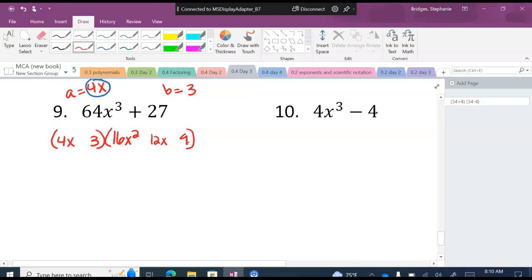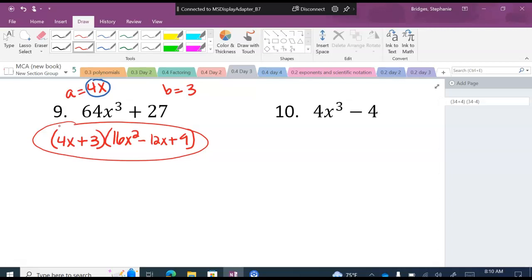And then I can fill in my signs. Same, opposite, always positive. The only other thing I would check is that 4x plus 3. Does it break down any further? No. I would like for you to try 10, but remember, what's the very first thing we ask ourselves? Yes, do we have a GCF?